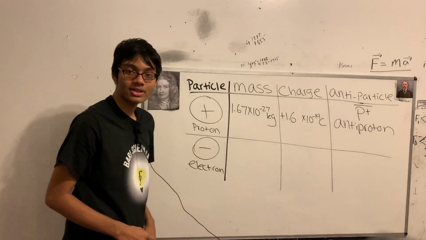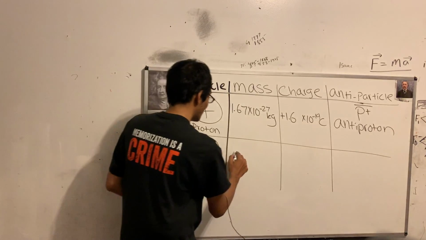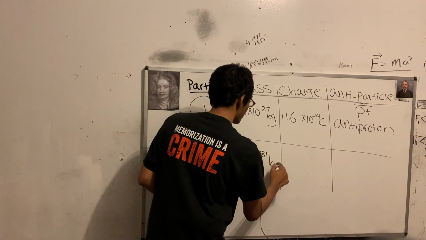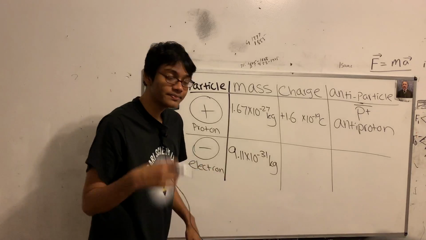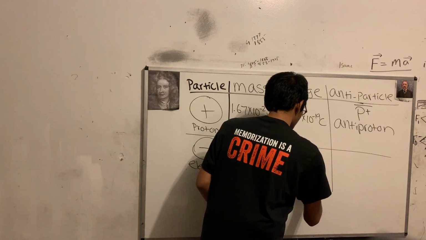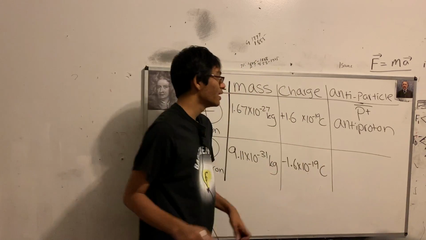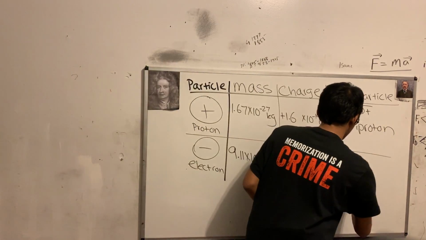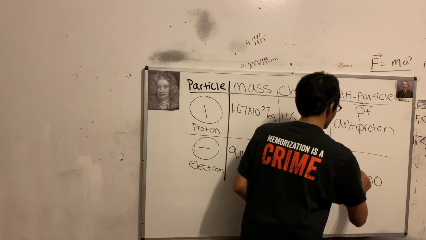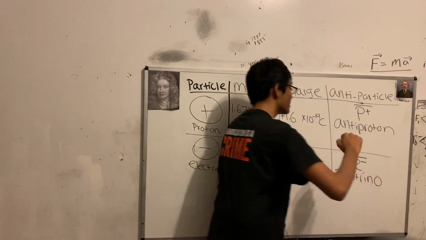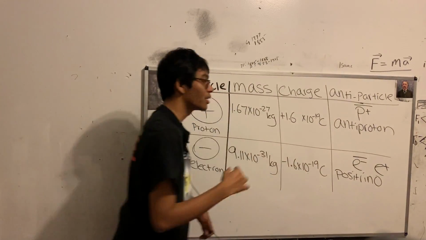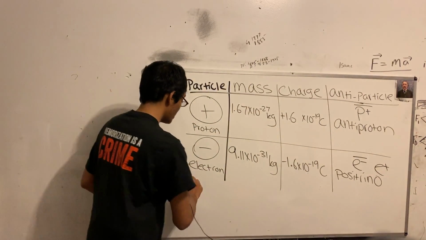Its mass, of course, is going to be much smaller than the proton. Its mass is going to be 9.11 times 10 to the negative 31 kilograms. Its charge is, however, going to be the exact opposite of the proton, negative 1.6 times 10 to the negative 19 coulombs. And finally, its antiparticle, which is called the positron, okay, that's going to be denoted as E minus with a hat. Or you can even write it as E plus, right? E plus. Whatever way works for you.